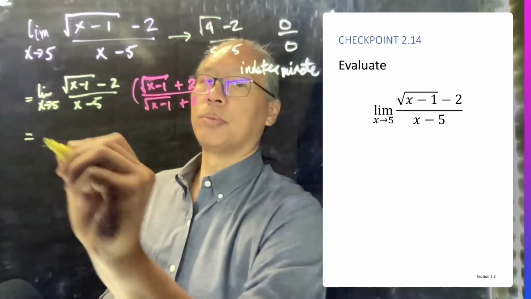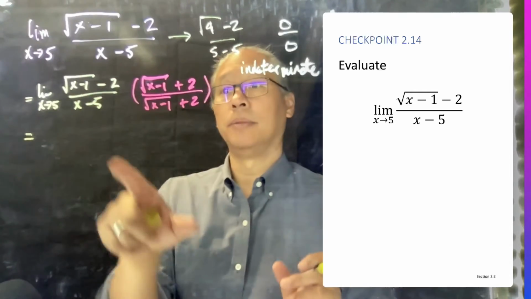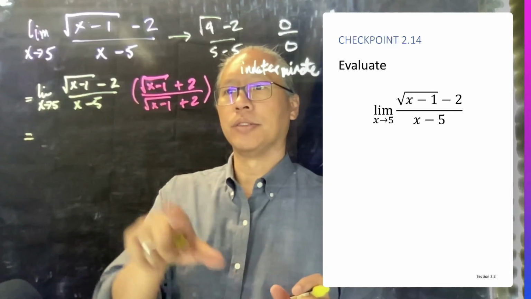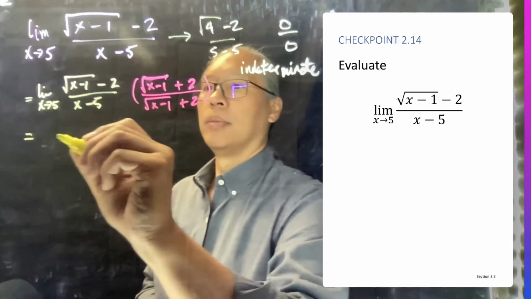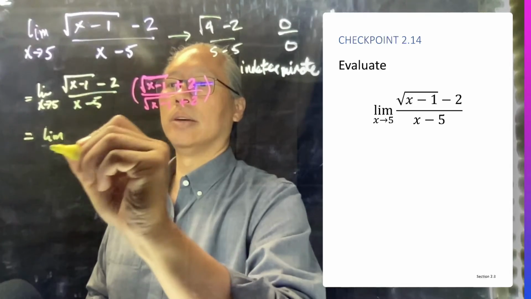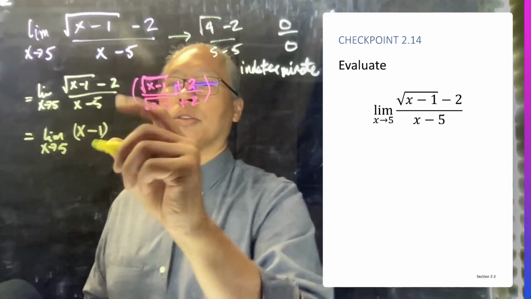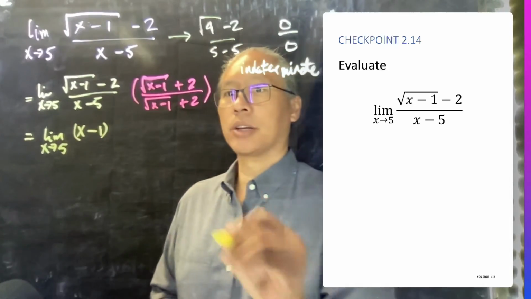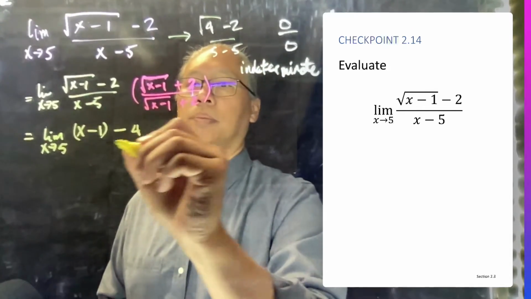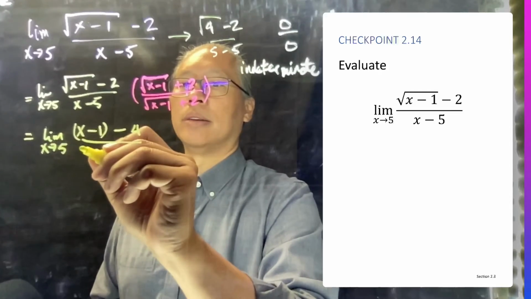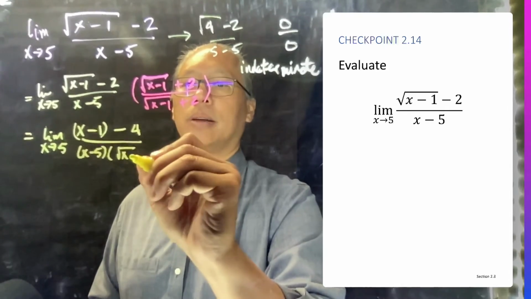Now the advantage of multiplying by the conjugate is that when you multiply it out, you FOIL it out, you're going to get the difference of two squares. So the square of the square root and the square of 2. So let's go ahead and do that multiplication out. This is going to be the square root of x minus 1 squared, which is just going to be x minus 1, minus 2 squared, which is going to be 4. Meanwhile, the denominator is not going to change. Well, it'll get multiplied, but then you can't simplify it much.